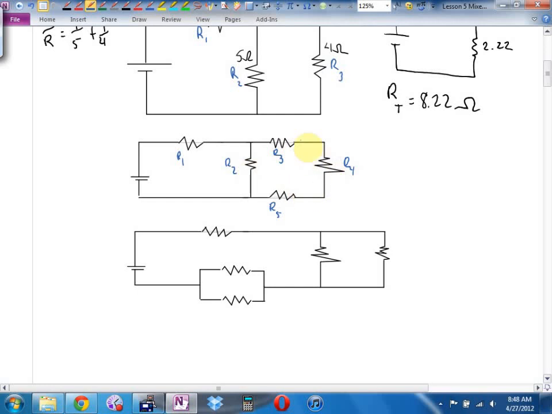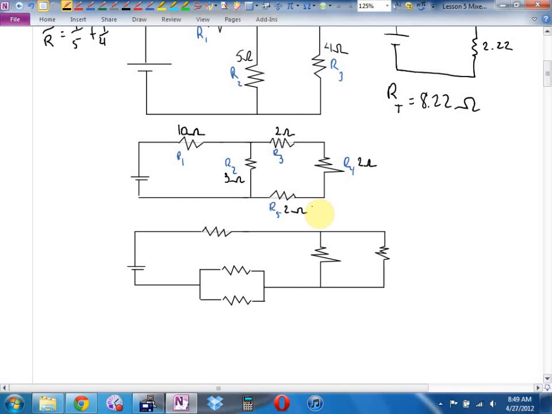Let's put some numbers on here. How about 10 ohms, 3 ohms, 2 ohms, 2 ohms, 2 ohms. And if I said to you, okay, let's find the total resistance.